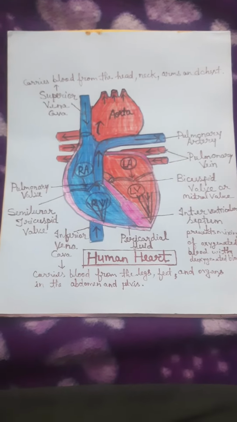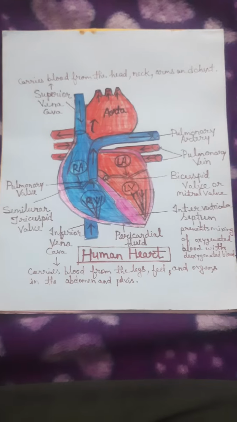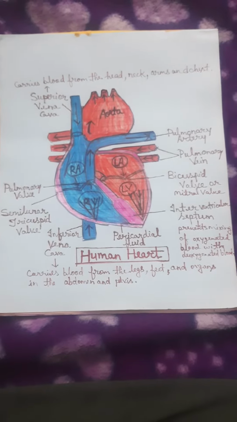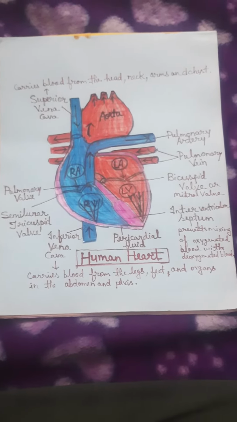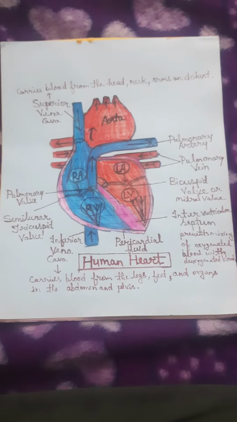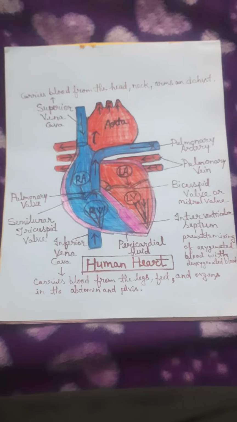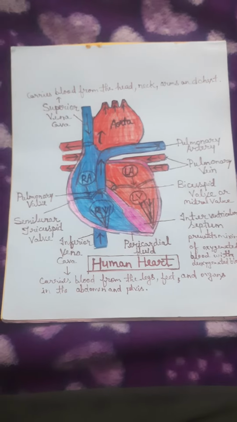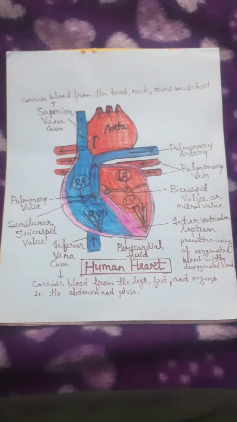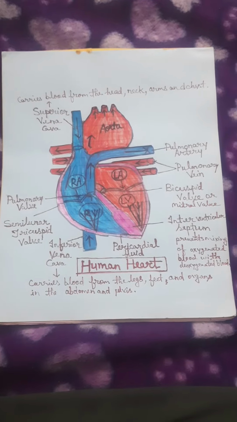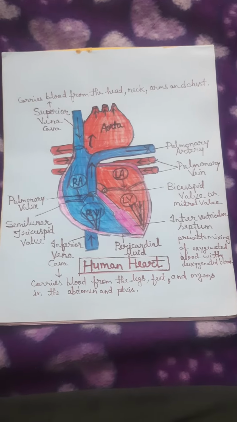So superior vena cava carries blood from the head, neck, arms and chest, whereas inferior vena cava carries blood from the legs, feet and organs in the abdomen and pelvis. Arteries carry oxygenated blood, whereas pulmonary artery carries deoxygenated blood.